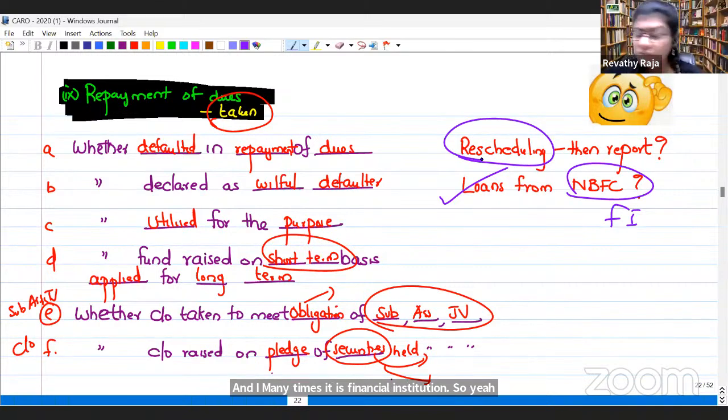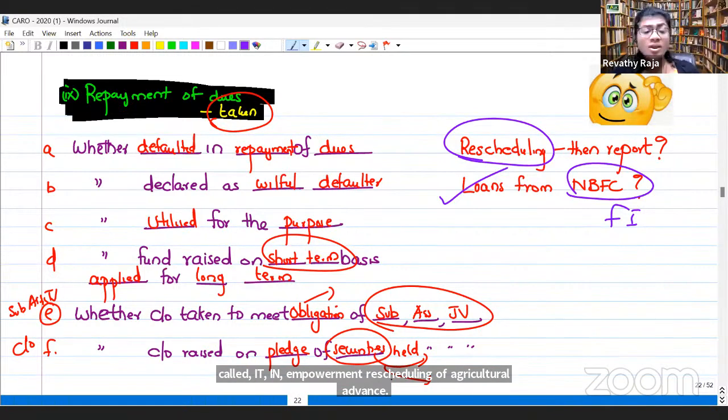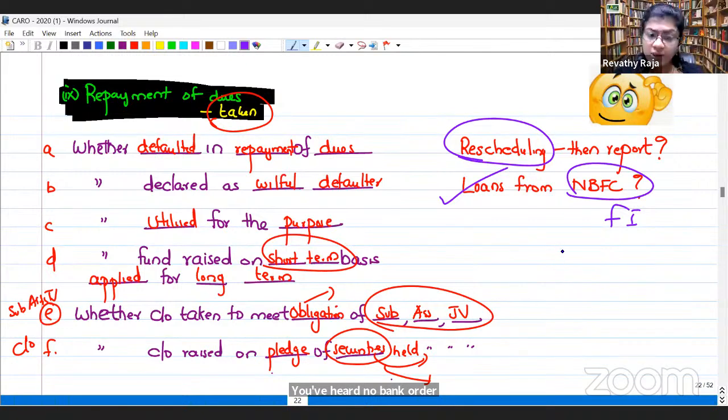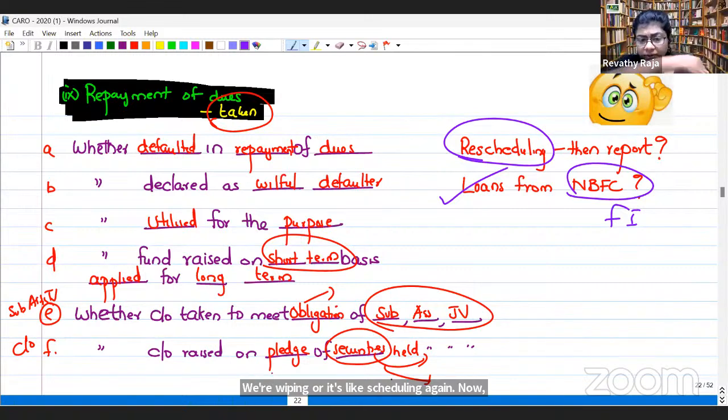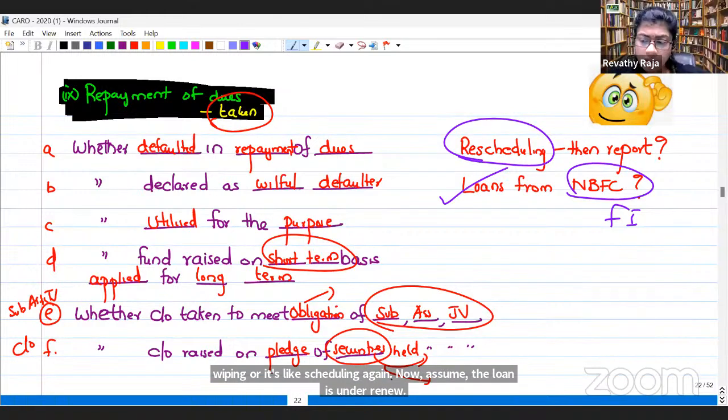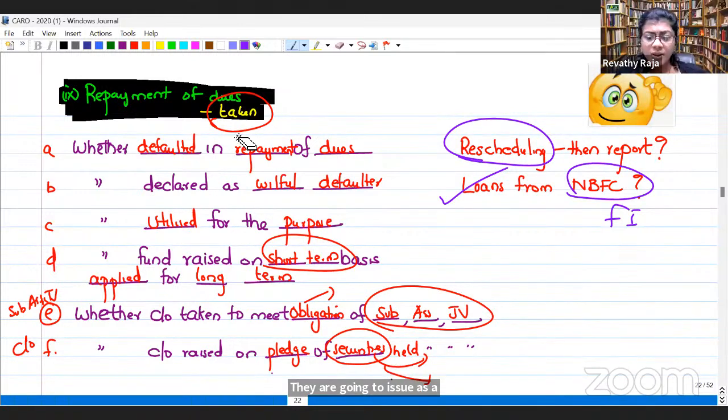Have you heard about rescheduling? You have heard in the bank audit chapter, impairment, rescheduling of agricultural advance. Rescheduling means we have defaulted, so we are asking the bank to kindly reschedule. It's like scheduling again. Now assume the loan is under rescheduling and they are going to issue us a fresh schedule. Should we report it here? Rescheduling means it's again a default, so the answer is that it has to be reported.